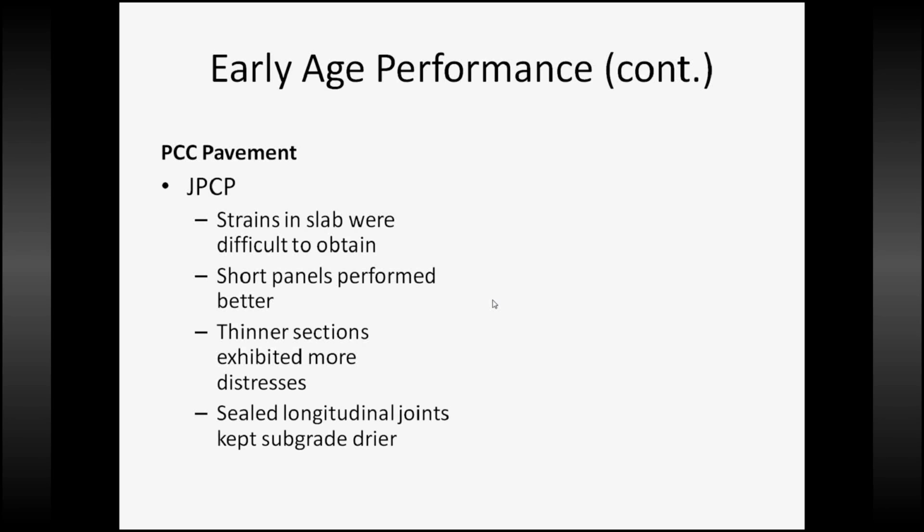And also through coring, we saw that the sealed longitudinal joint sections had a drier subgrade. But even though the subgrade was drier in the sections with sealed joints, there was no clear difference in performance within the sections that had and didn't have sealed edge joints. And by this time, after 5 years of being open to traffic, the CRC sections showed very good performance, and there weren't any distresses recorded at that time.